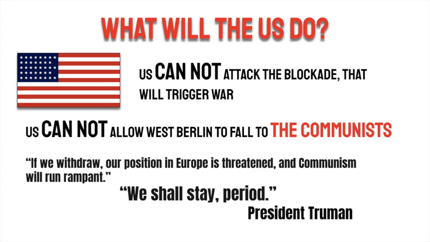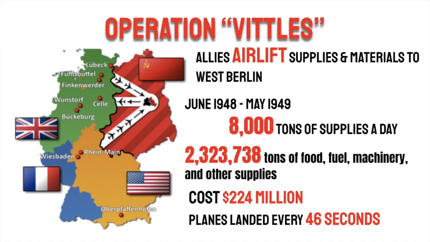President Truman says we're going to stay, period. We are not going anywhere, and if we withdraw our position, the rest of Europe will be threatened, and if we allow West Berlin to fall, well then communism will just spread throughout Western Europe. So what they come up with is what's known as Operation Vittles.